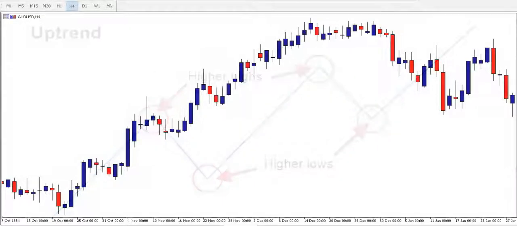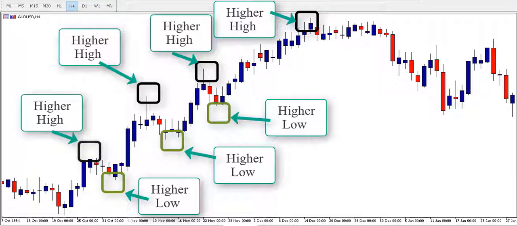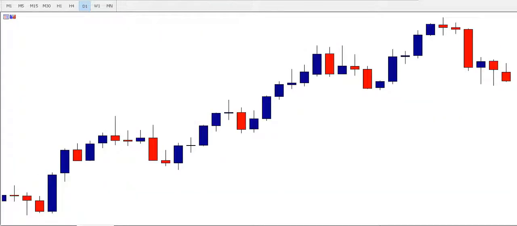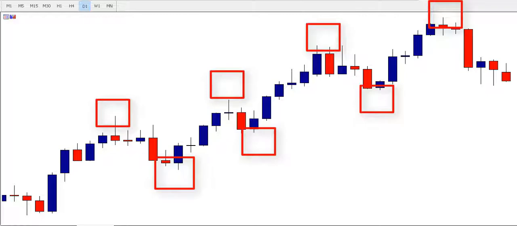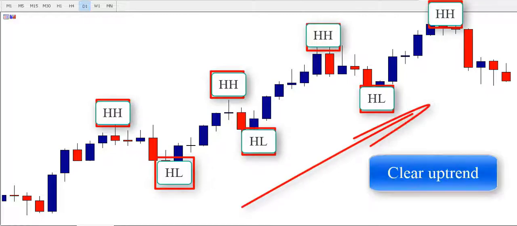Let me show you a real chart example. As you can see here, the market is making higher highs and higher lows patterns, which indicate an uptrend. Let me show you another example. This is a clear uptrend, making clear higher highs and higher lows pattern.